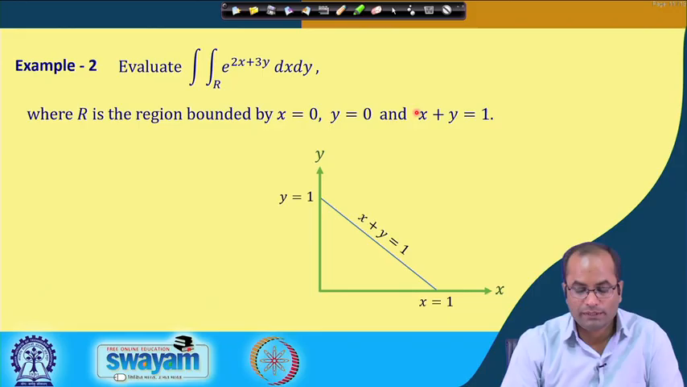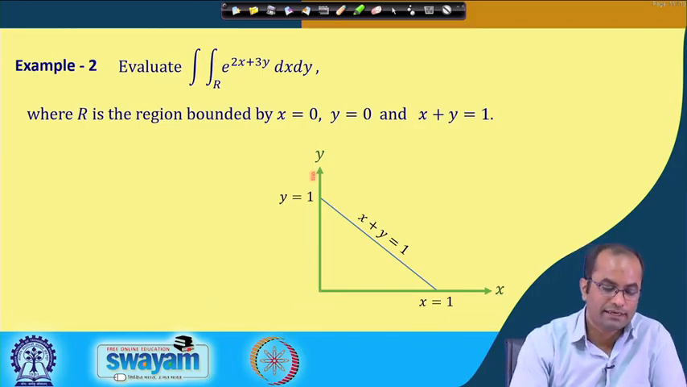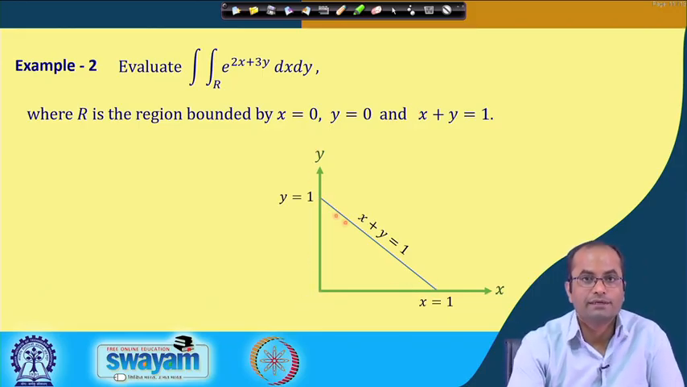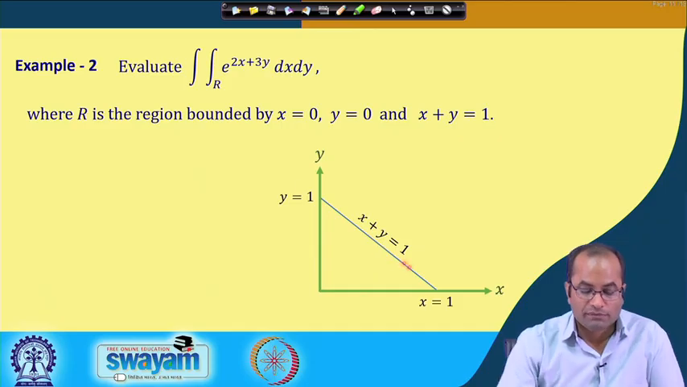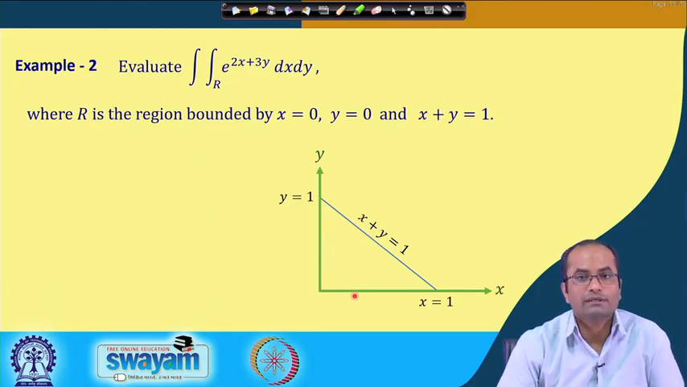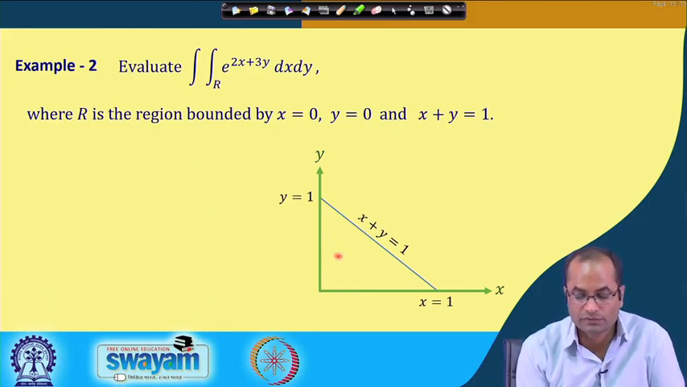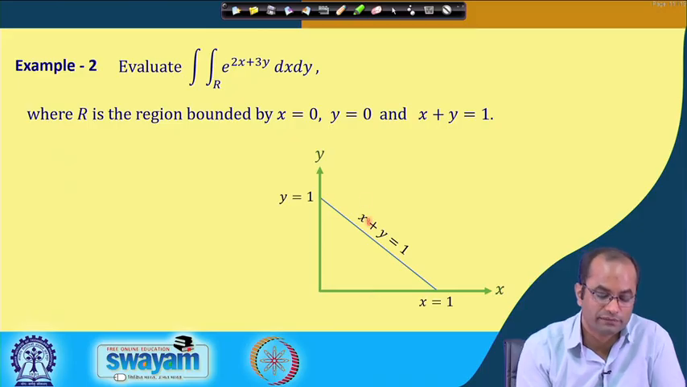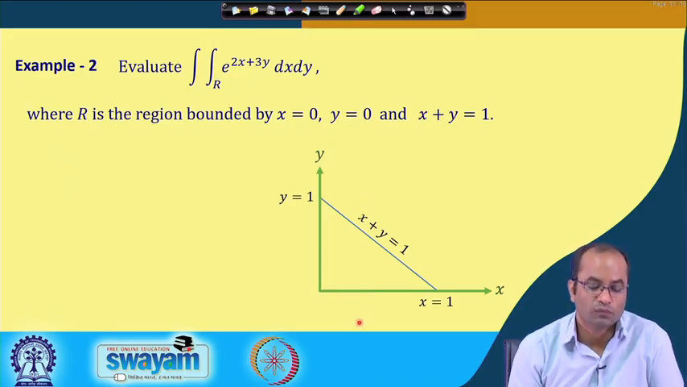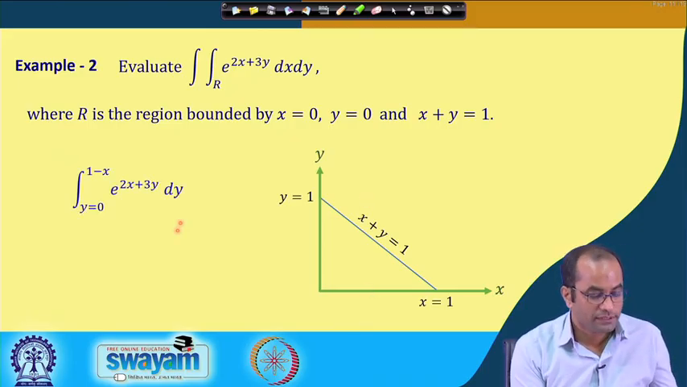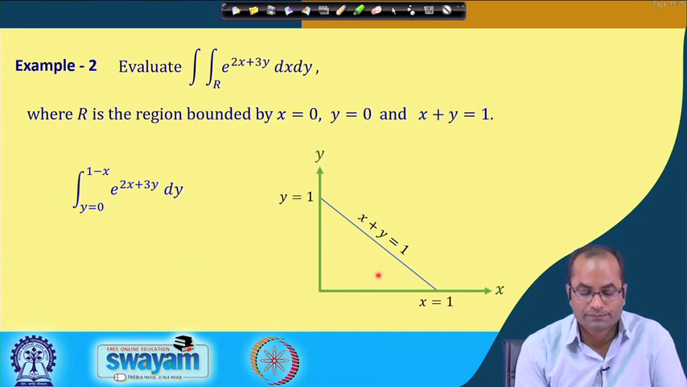So, if we sketch the domain, we have the x axis, we have the y axis, and then we have the line here x plus y is equal to 1. So, this is a triangular domain, and again it is very simple to evaluate the limits, whether we take first in the direction of x or we take first in the direction of y. So, suppose we are taking in the direction of y first.